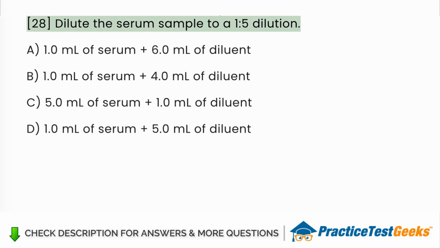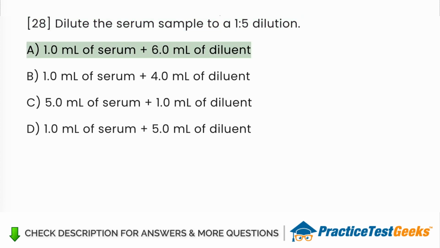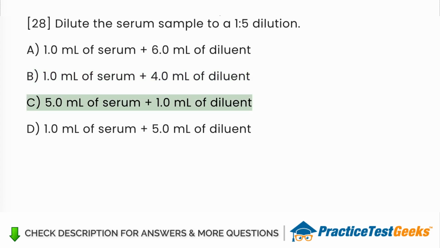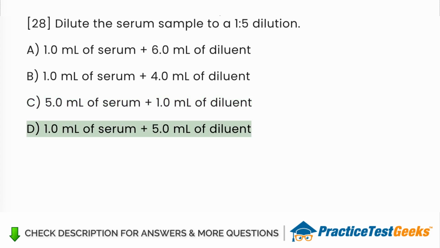Dilute the serum sample to a 1:5 dilution. A. 1 ml of serum plus 6.0 ml of diluent. B. 1 ml of serum plus 4.0 ml of diluent. C. 5.0 ml of serum plus 1 ml of diluent. D. 1 ml of serum plus 5.0 ml of diluent.